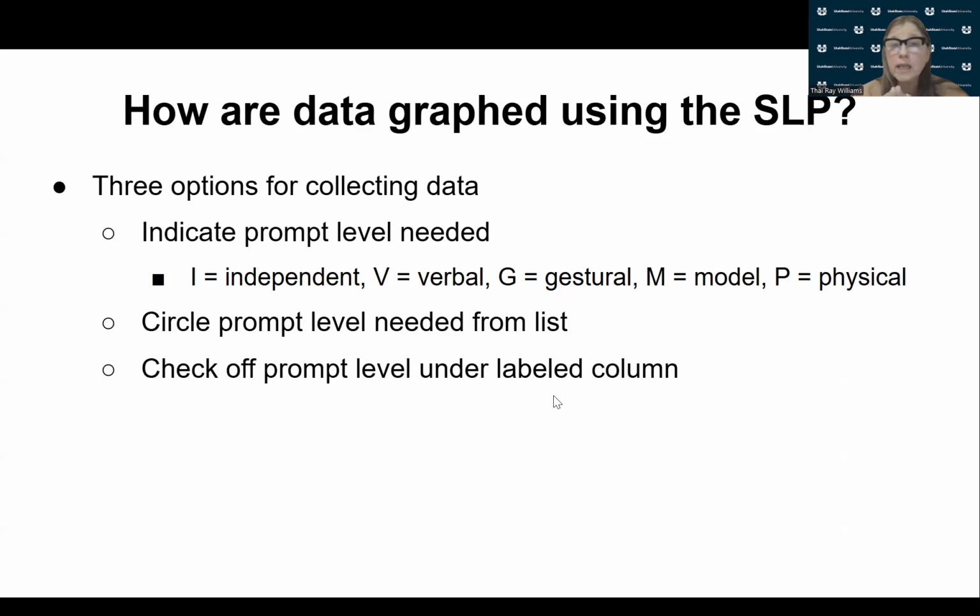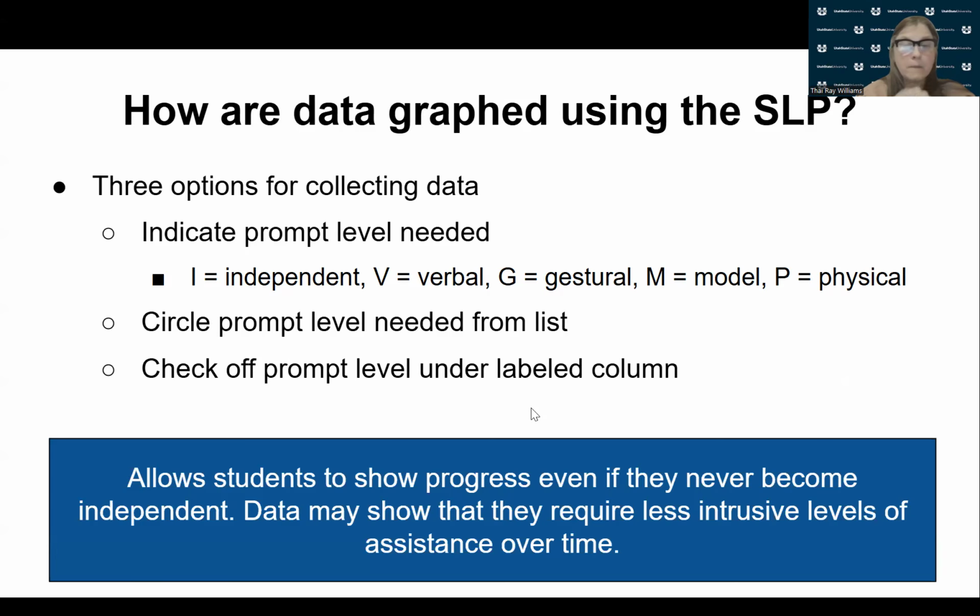There are a couple of ways you can do it. One is you can indicate the prompt level needed. So you might write something like an I for independent, a V for verbal, a G for gesture. You might have a data sheet where you just circle the prompting level from a list. Or you may have a check-off where you check under a column. These were in your reading, but we're going to look at them more closely in just a second.